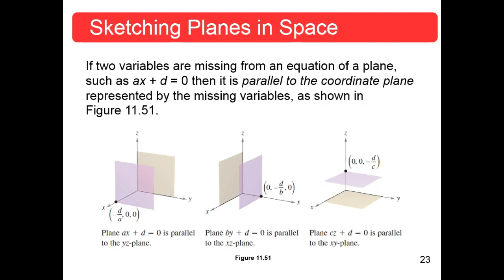But this is assuming one of those two is negative, and there's no reason to assume that. Okay? But if by plus d is equal to 0, then y is equal to minus d over b. Well, one of them must be 0 if that's positive here. I would have put it back here. And z plus d is equal to 0 is parallel.